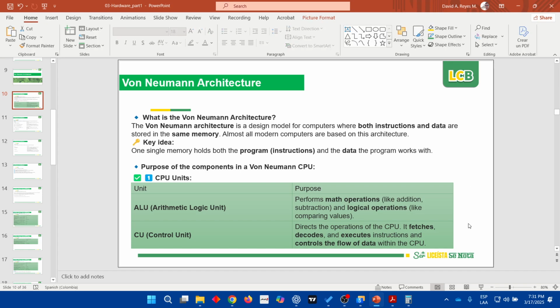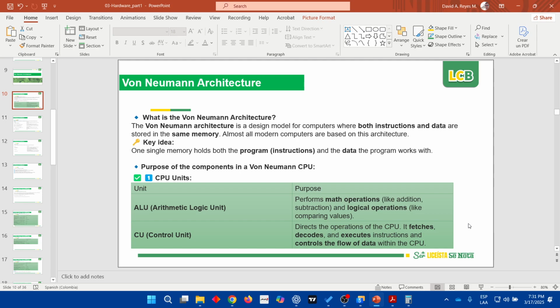Okay, so the purpose of the components in a von Neumann CPU. Remember, CPU is the central processing unit. One of the components of the CPU, which we talked about a few moments ago, is the ALU, the arithmetic logic unit. As I told you, this is the one that performs math operations and logical operations.